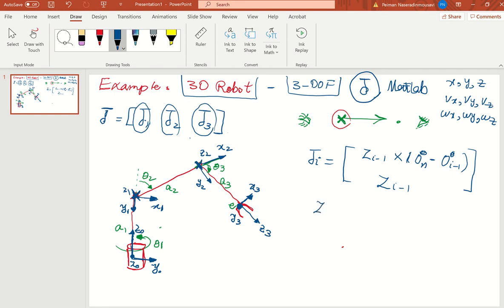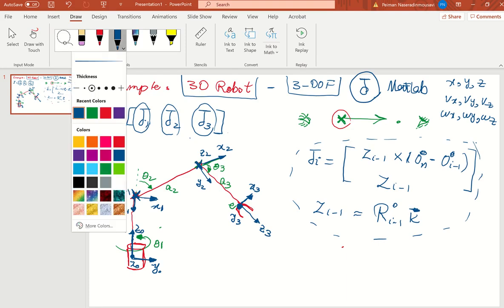And I taught you that Z(i-1) is the rotation matrix R(i-1) with respect to the base coordinate system in the k direction. It's the k direction. That's right. This is what I taught you in the previous classes. Okay. So I have to find O_n with respect to 0.